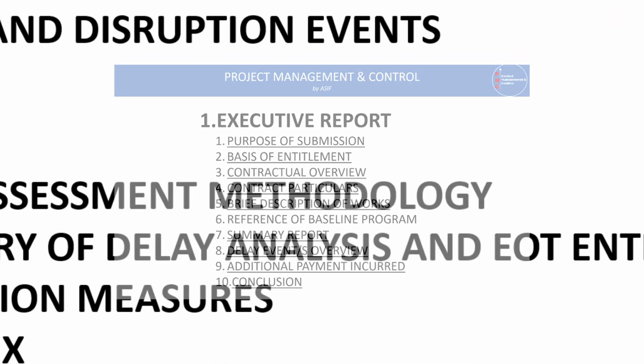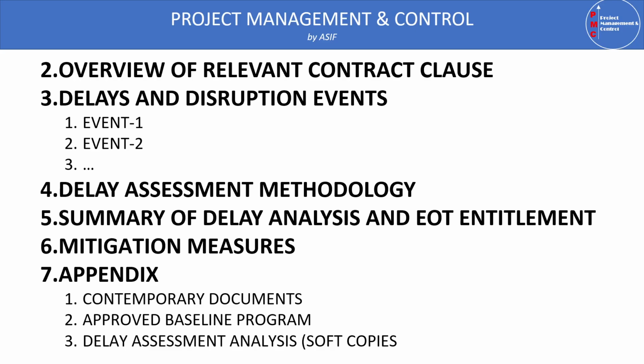In addition to the executive report, we have to provide an overview of relevant contract clauses, and delay and disruption events. Here we have to define all delay events with brief descriptions and with our required contemporary records to show the validity of the events. Number four is the delay assessment methodology. Which method are we using? Window analysis, time impact analysis, or collapsed as-planned. Whichever methodology you are using, you have to give the name and the steps we are using.